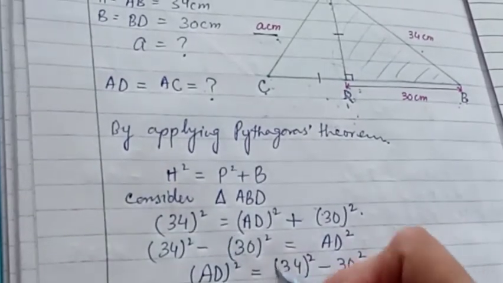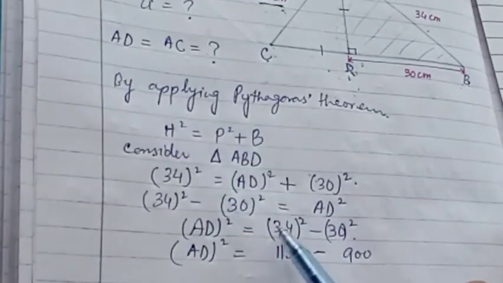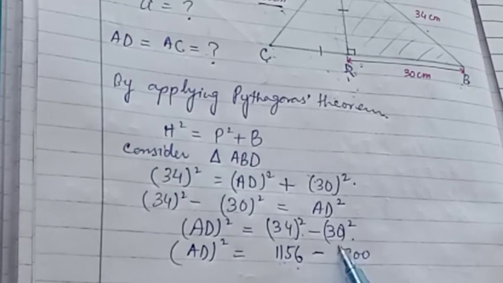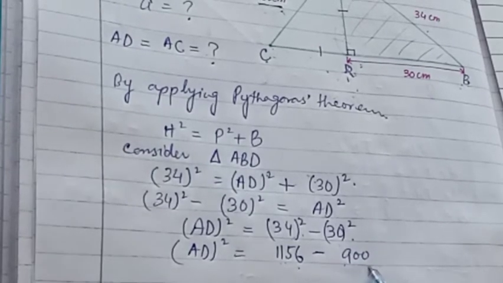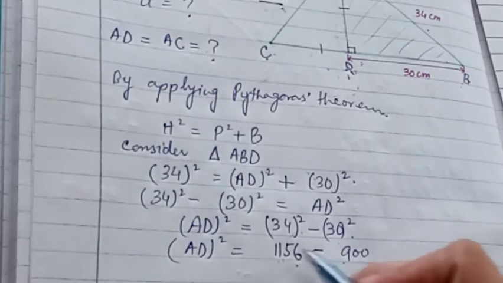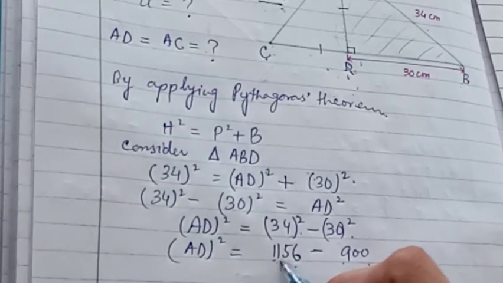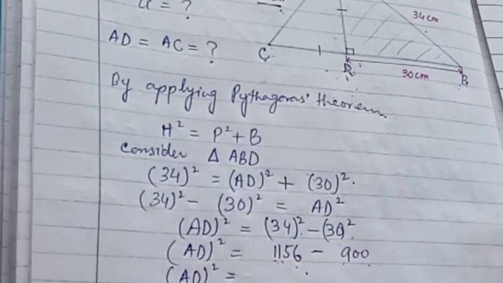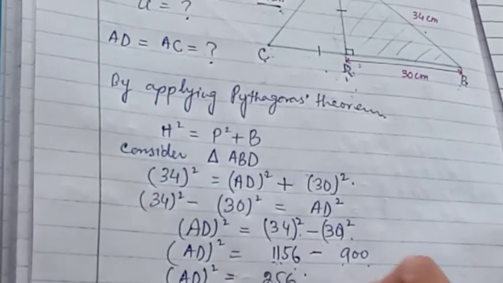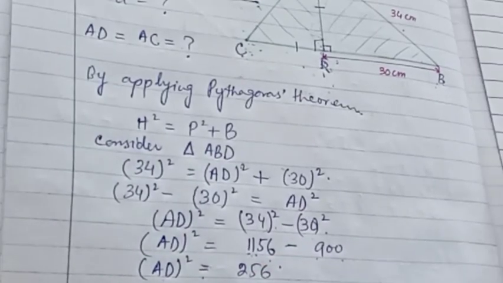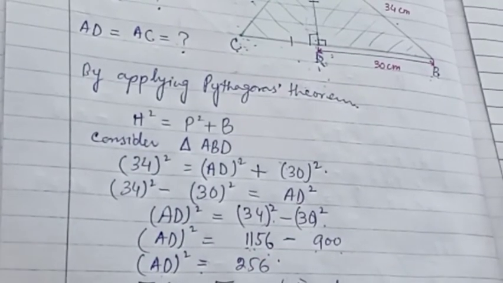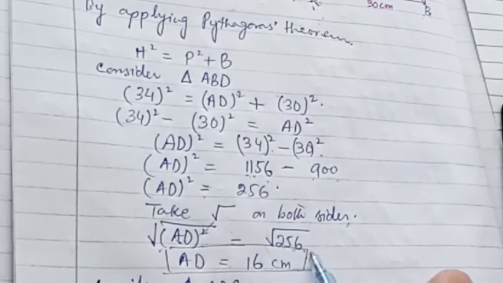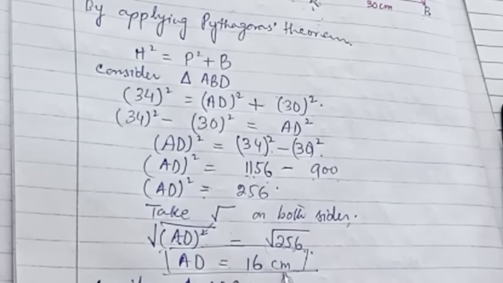When I square 34, I got 1156. When I square 30, I got 900. Subtract 900 from 1156, I got AD square equals 256. Take root on both sides, root on AD square and root on 256. When I take the square root of 256, I got 16 centimeters.